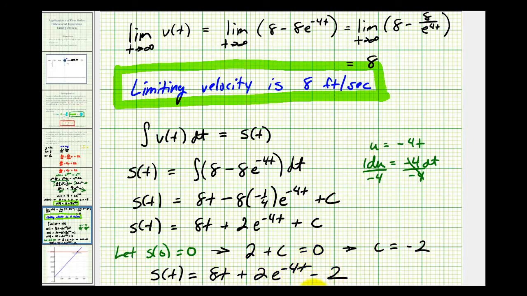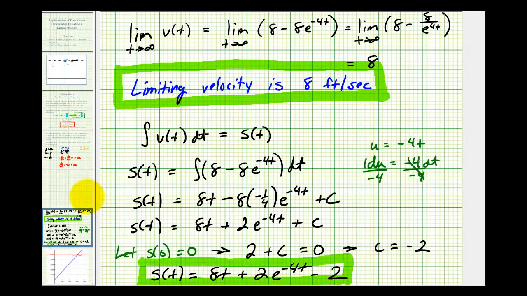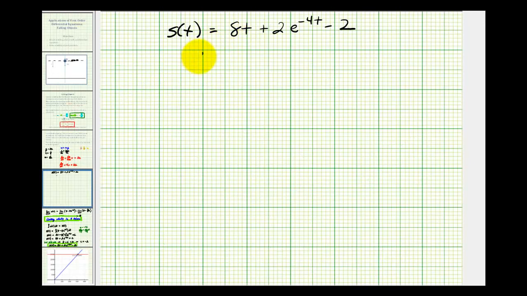So to determine how long it's going to take for this object to hit the ground, we're going to set our position function equal to 2,500 and then solve for t. So we want to solve the equation 8t plus 2 times e to the negative 4t minus 2 equals 2,500. Now solving this equation would not be easy. It would actually take trial and error by hand. So what we're going to do is solve this graphically.